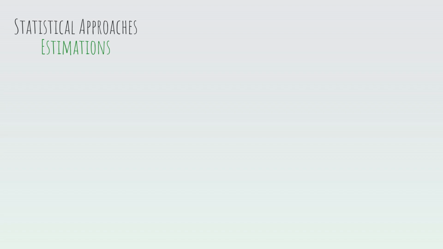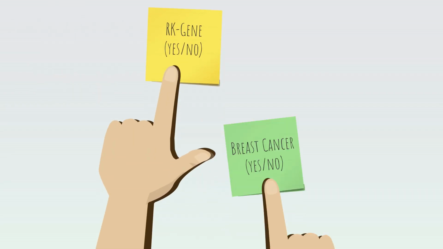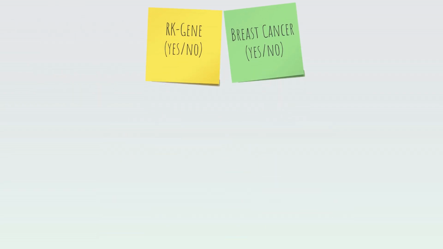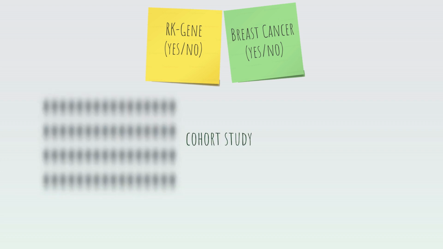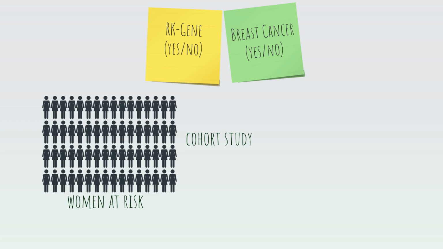Another statistical approach is estimation. In this lecture, we'll cover concepts like relative risk and odds ratio. Suppose we want to determine whether a mutation in the RK gene is linked to breast cancer. One approach is to conduct a cohort study by following a group of healthy women at risk of developing breast cancer over a specified period.